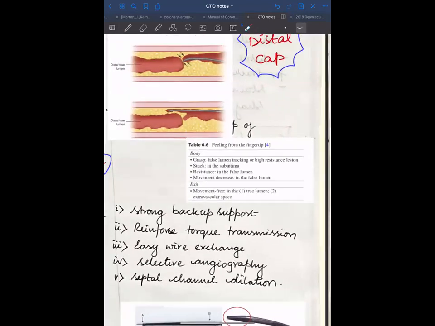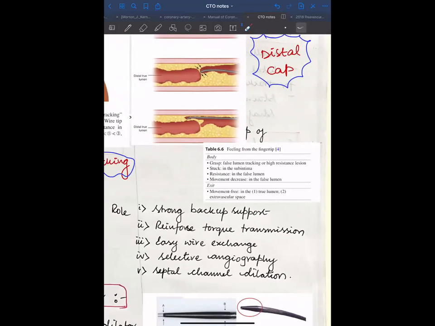They say that the feeling from the fingertip is of paramount importance when we are dealing with this. So while we are in the body, we need to have these kinds of feels. A grasp could mean that it is in a highly resistant lesion, or it might be stuck in a subintimal lesion, or if there is high resistance, it could be in a false lumen.